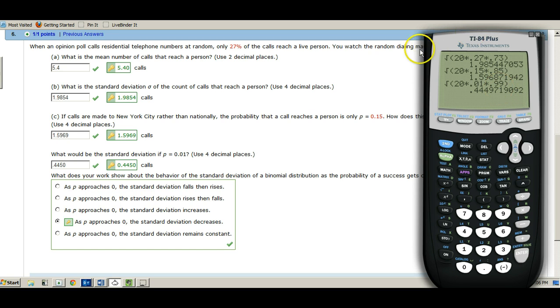So you can see as we were decreasing p, the standard deviation was also decreasing. So in this one it says, what does your work show about the behavior of the standard deviation of a binomial distribution as the probability of successes gets smaller? As p approaches 0, the standard deviation is decreasing in each case.